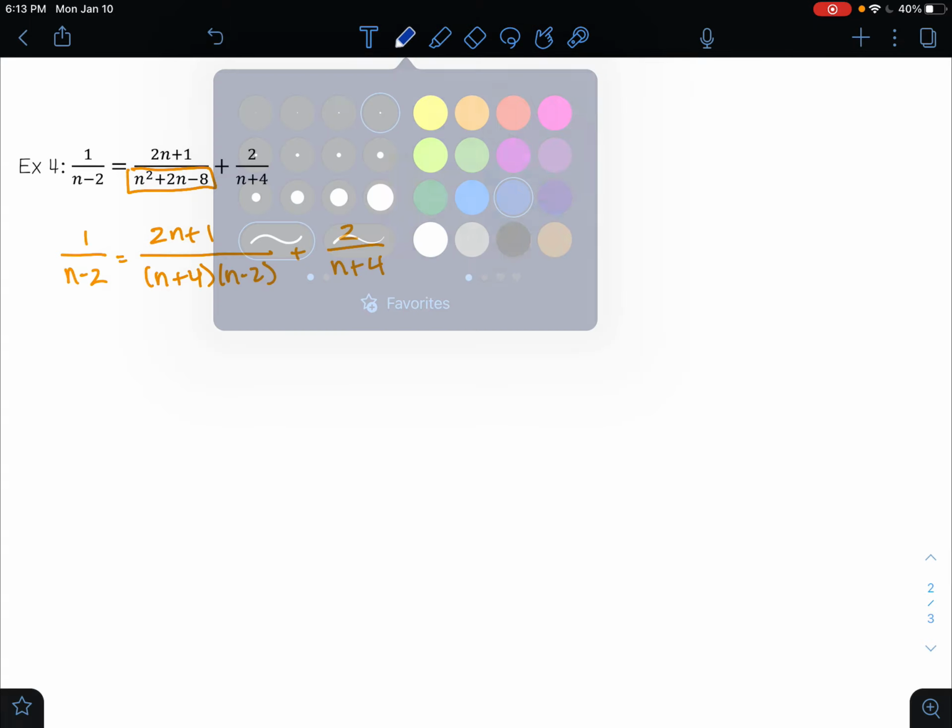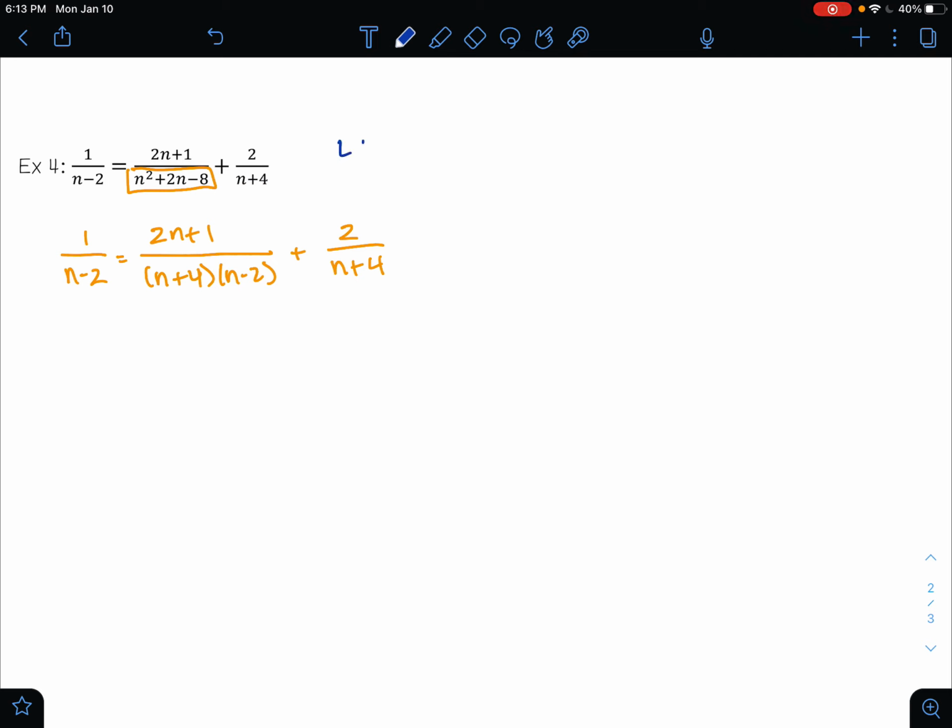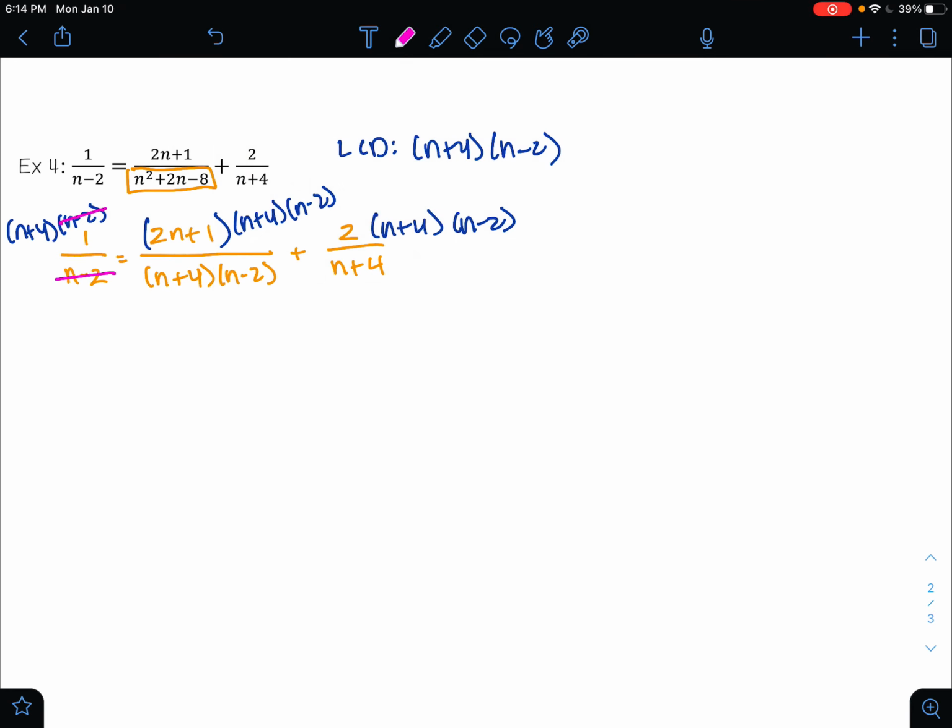My least common denominator, my LCD, is going to be n plus 4 times n minus 2. So I'm going to multiply everything on both sides by my LCD. When I do that, n minus 2 eliminates with n minus 2, leaving us with n plus 4 times 1, which is just n plus 4.